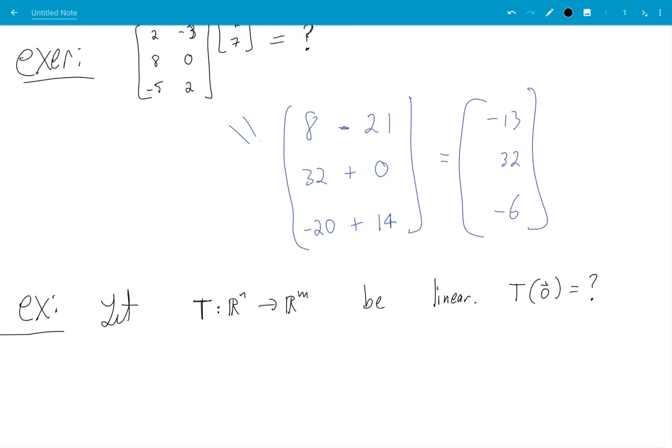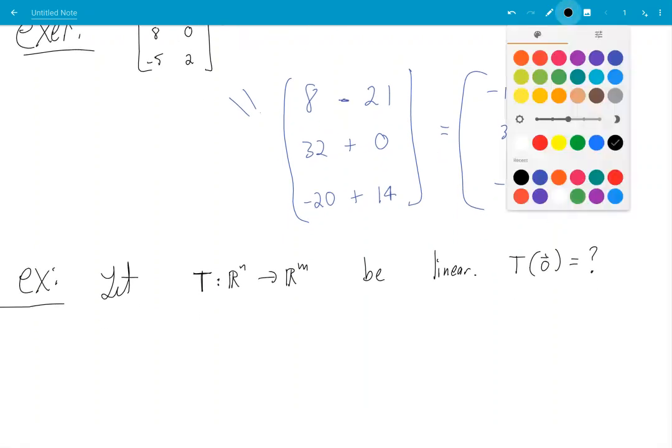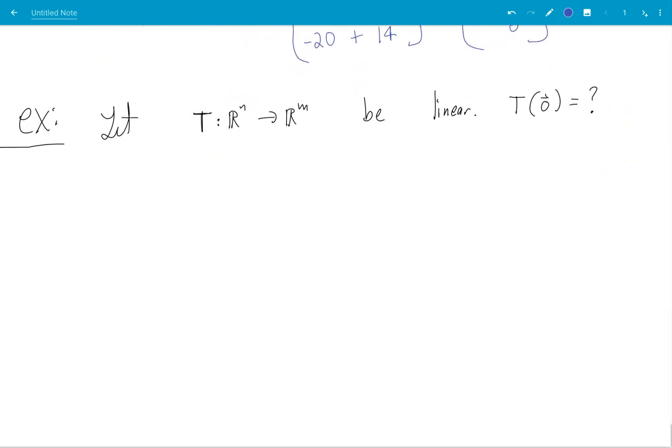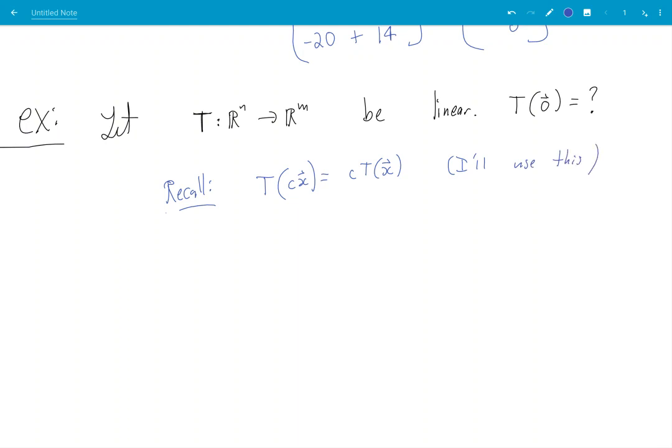Well, I don't need to know anything more about T. In fact, I can just use the fact that T of c times x is always equal to c times T of x. I will use this. This is in the definition of a linear transformation.